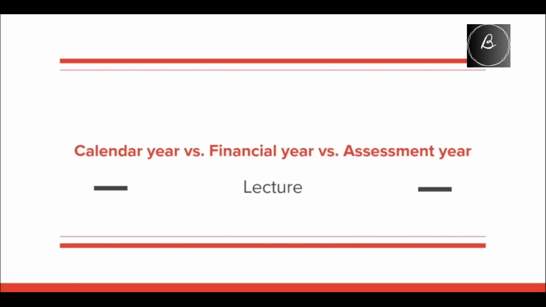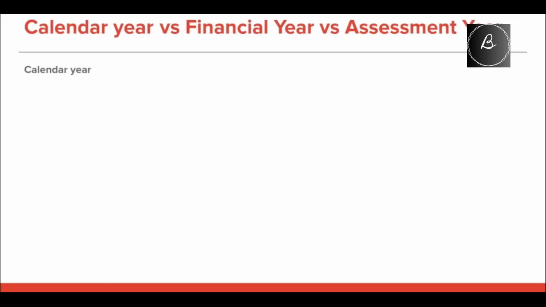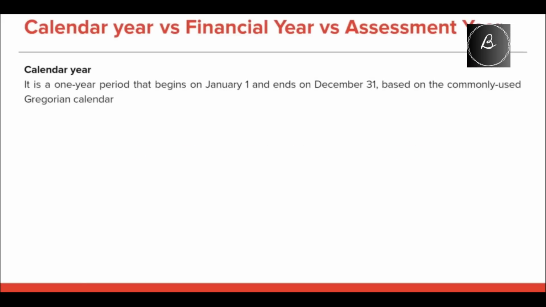Let's now look at the difference between the calendar year, financial or fiscal year, and the assessment year. Starting with the calendar year, it is the 1 year period that begins on January 1st and ends on December 31st. This is based on the commonly used Gregorian calendar, as we all know.